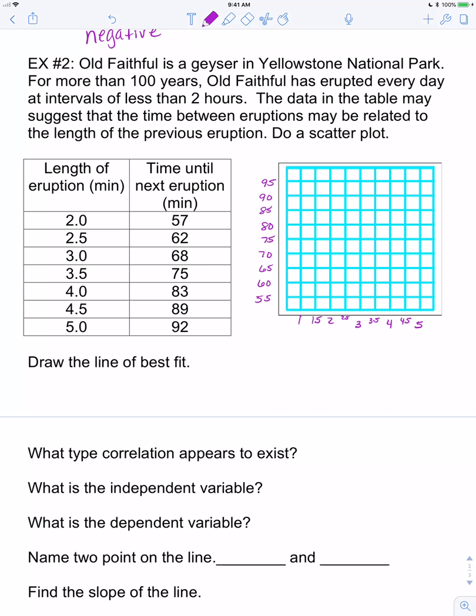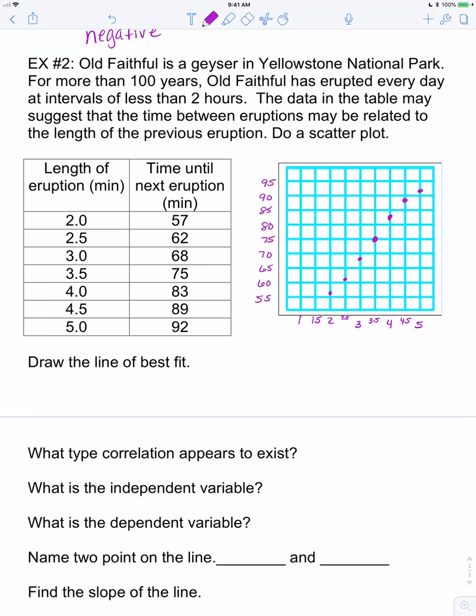So 2 is at 57. 2.5 was at 62. 3.0 is at 68. 3.5 is at 75. All right, so we're seeing a little bit of a trend here. 4 is at 83. 4.5 is at 89. And then 5.0 is at 92.